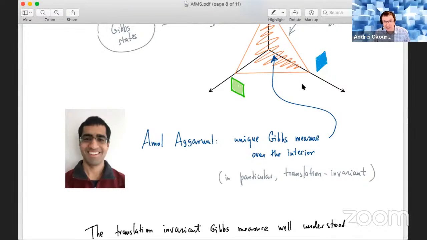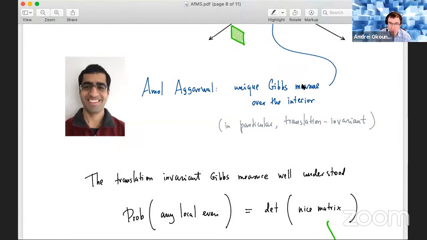I forgot to say the space of all possible vacua has a translation action. If I had some vacuum and I translated it in space, it's still a vacuum. But it's not clear at all that all the actual measures have to be translation invariant. But in this particular case it is true.